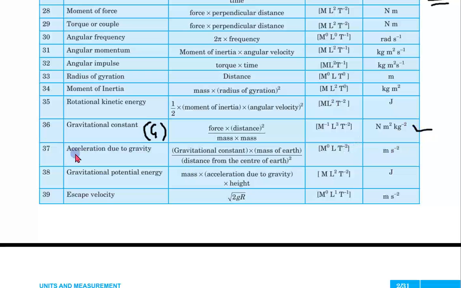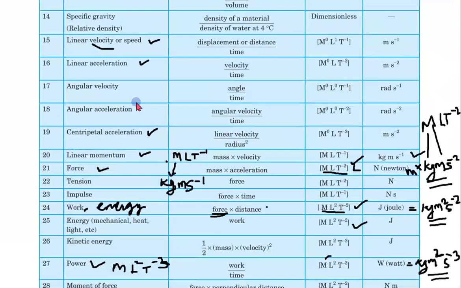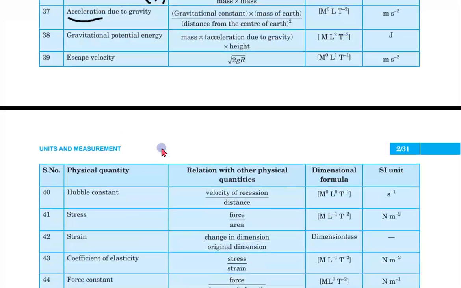Acceleration due to gravity, whether acceleration due to gravity or otherwise, if it is acceleration, then all are the same. Escape velocity is a velocity. Whatever the formula is, the formula doesn't matter. You can have any formula, but the unit will be the same, with velocity, because this is also a velocity.